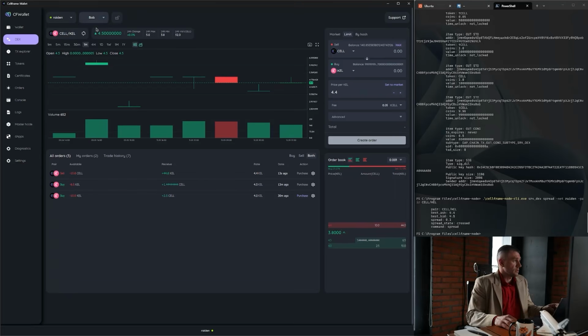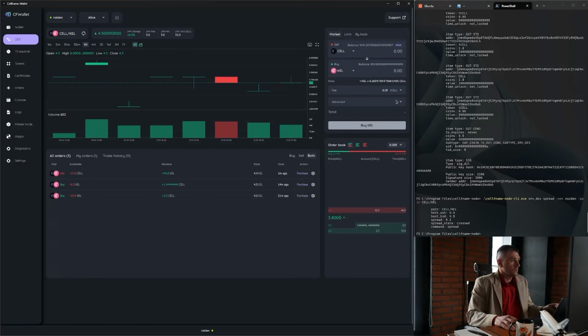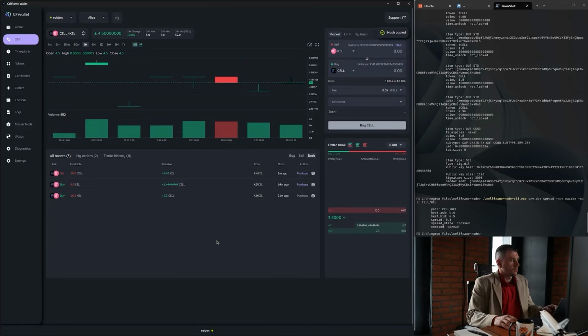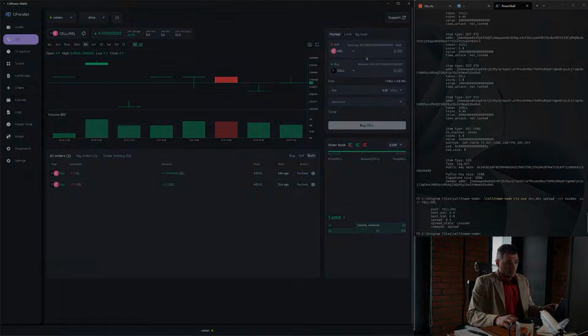So, for example, if Alice buys this amount at the market price, okay, let her sell that 44 kil. So here, Alice got her cells on her balance now.